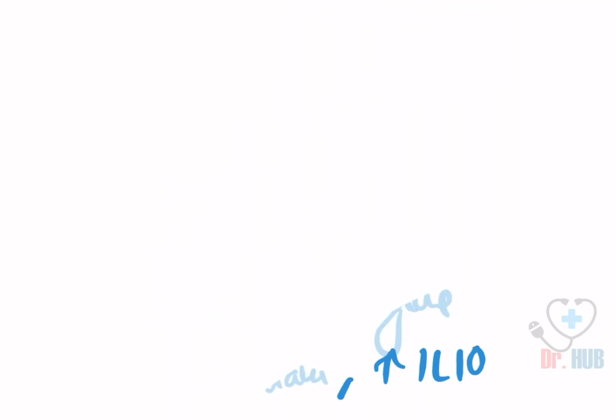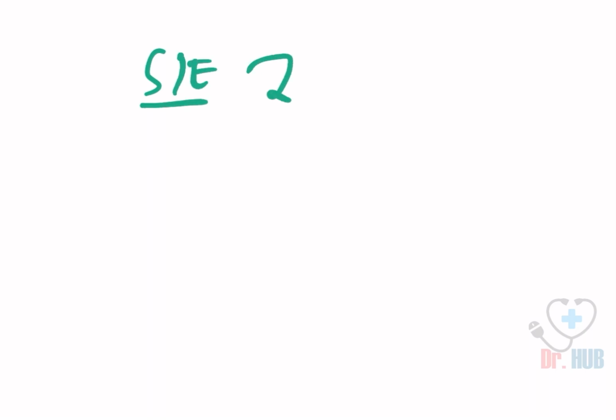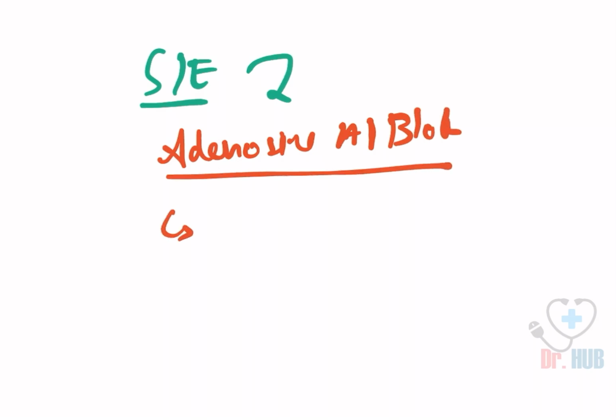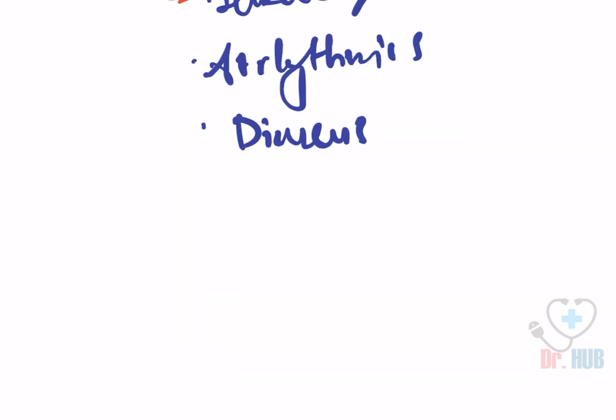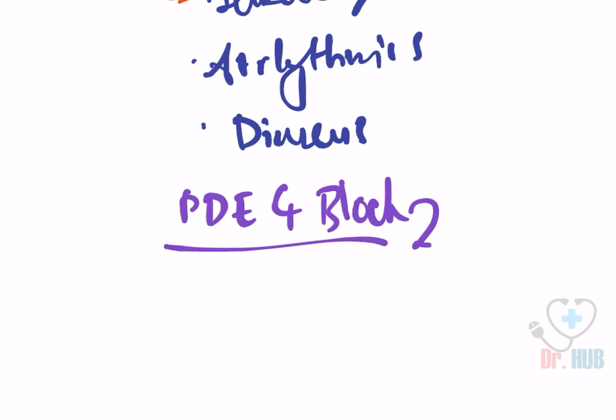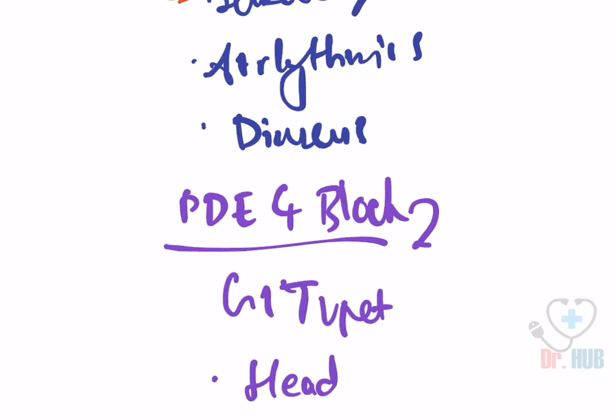Now we focus on the side effects. So under the side effects, in case of the adenosine block, this can lead to the seizures as well as the arrhythmias and the diuresis. Next, in case of the PDE4 block, this leads to the GIT upset as well as headache.